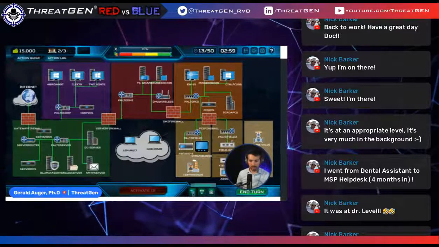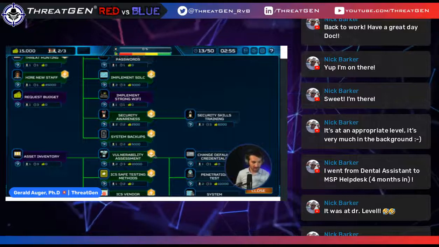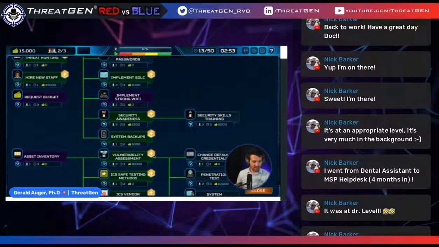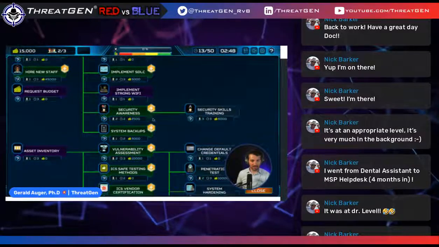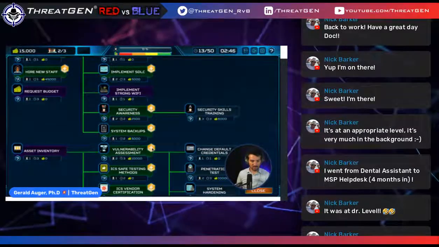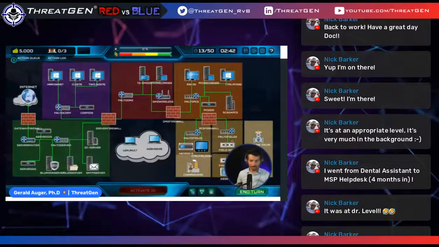All right, so we really need to do a vulnerability assessment so we can find out. 10 grand? Damn. Do we do security awareness or vulnerability assessment? I feel like vulnerability assessment's better because we can start patching things. Let's do that.